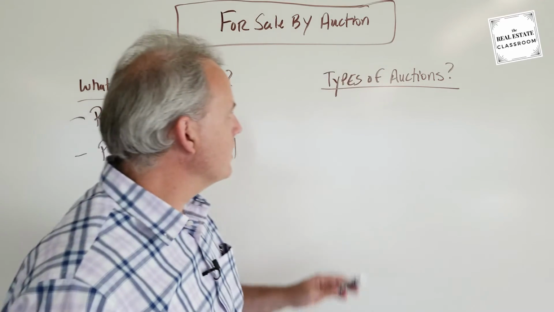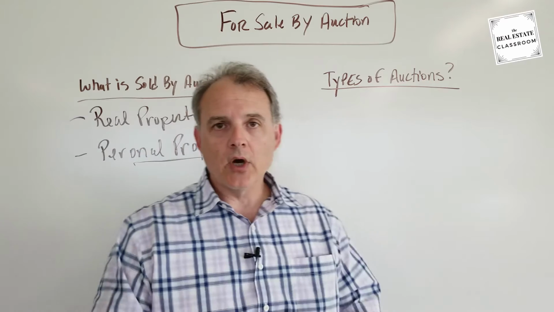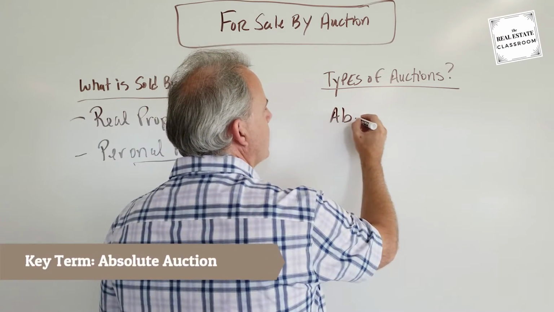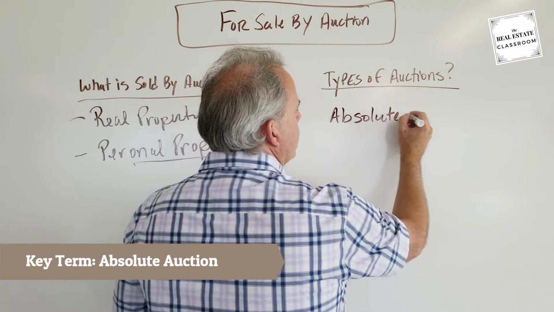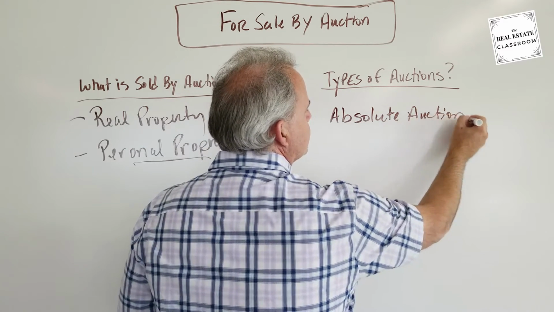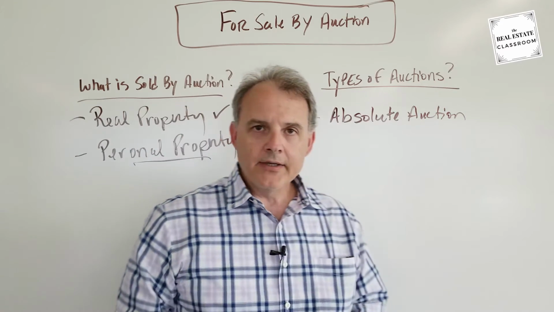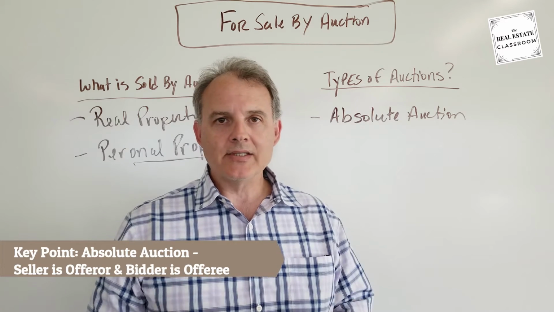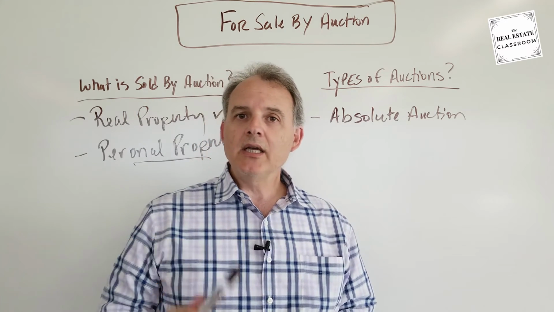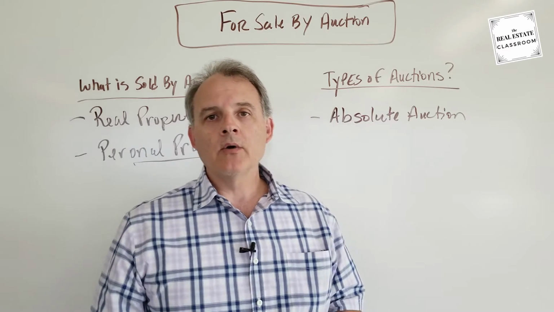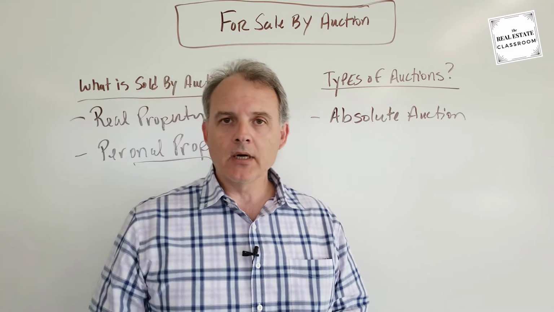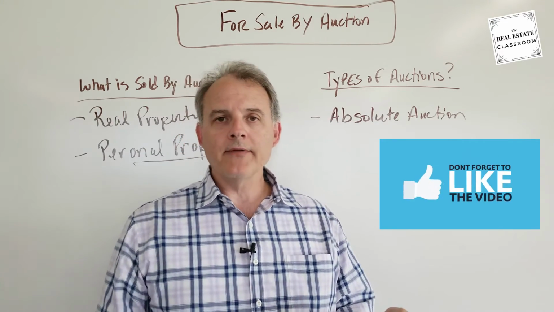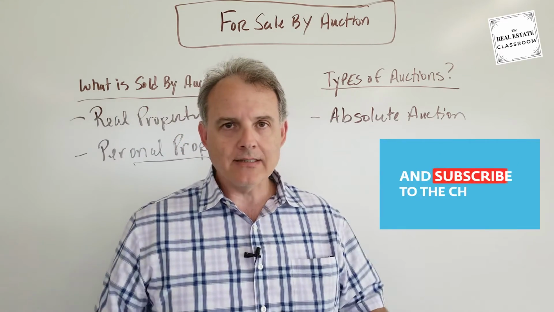All right, the next part I want to talk about is what type of auctions are there? And there are two that you have to know. The first one is called an absolute auction. An absolute auction is what it sounds like. The final bid is the final price that the owner must accept, okay? And once the auction starts, then the owner cannot pull the property off the market. All the way up until the point the auction starts, that owner can still pull the property from the auction. But once the bidding starts, that's it.